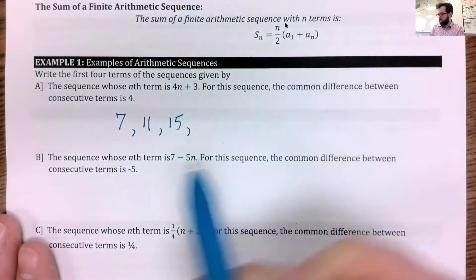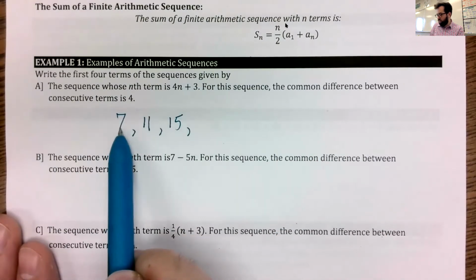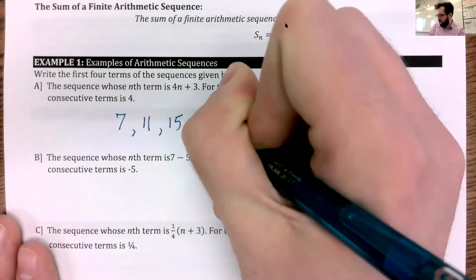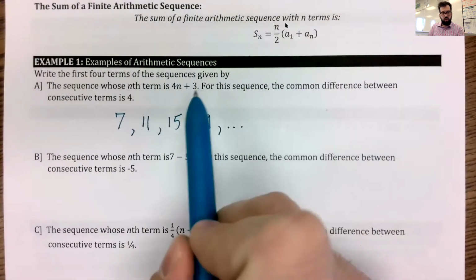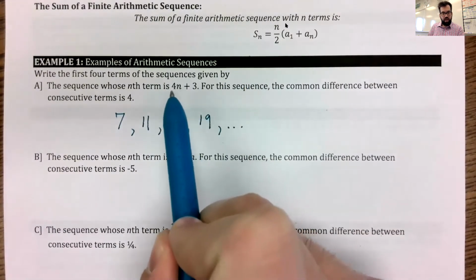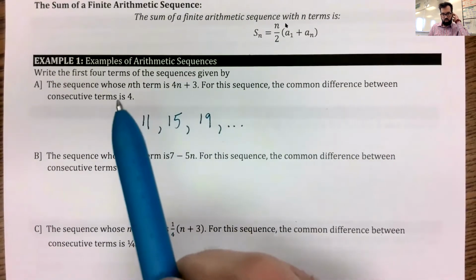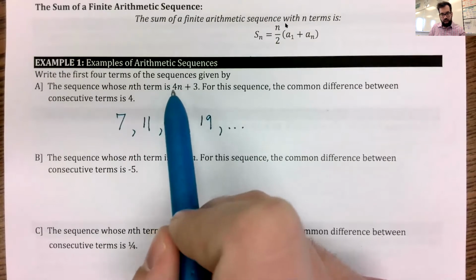Now you should be able to see that since the common difference is 4, we did 7 plus 4 is 11, plus 4 is 15. So if we add 4 again, we're going to get 19. And there are the first four terms. Whatever number is multiplied by n is also going to be the common difference, because whenever we increase n by 1, we're going to be adding this number again, right?